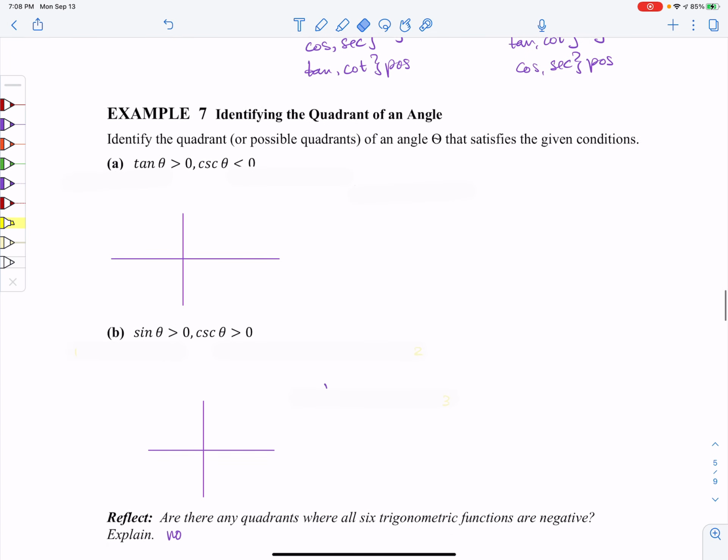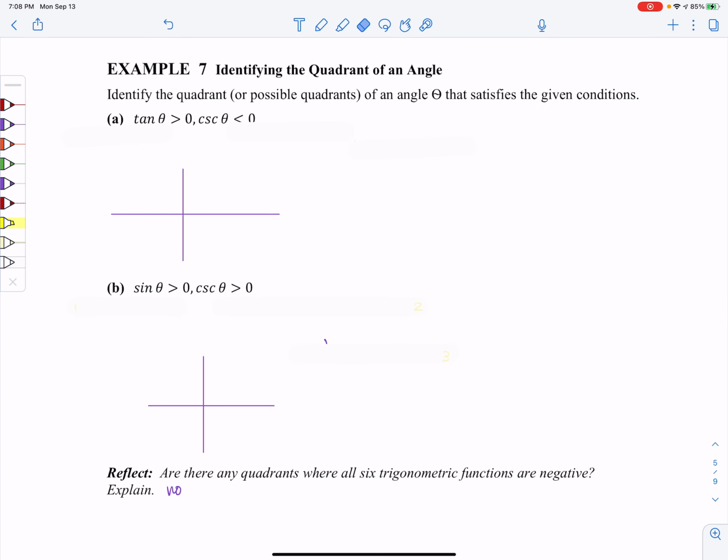Now, how do you find the right quadrant? The first thing I want you to notice here is that this is written in a really geeky way, but all it means is that tangent is positive. So the first thing I ask myself: where is tangent positive? Well, tangent is positive in the first quadrant because everything's positive in the first quadrant. And tangent is also positive in the third quadrant because that's where I have my y's over my x's being negative over negative.